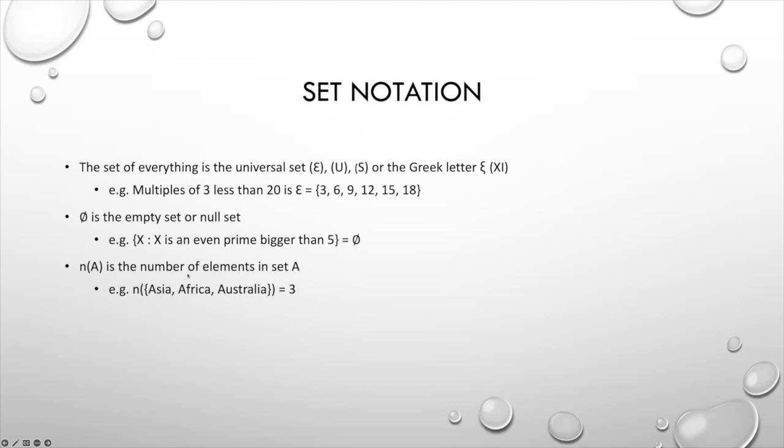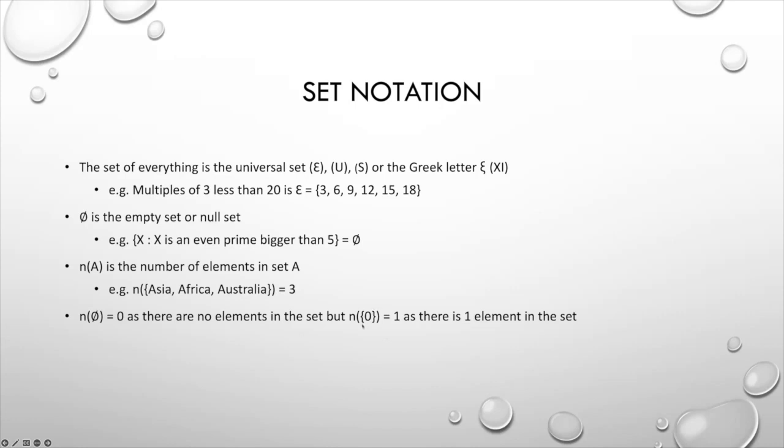n(A) is the number of elements in set A. This is set A, then this is the number of elements in A. This set is given some countries: Asia, Africa, and Australia. So n of this set is 3. n of the null set is 0, because there are no elements in the set.